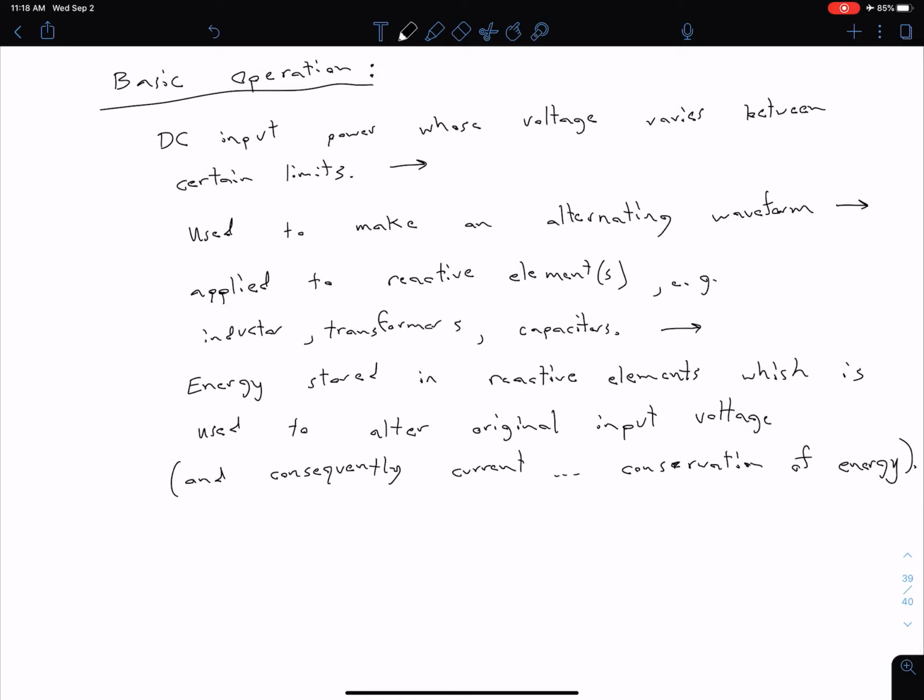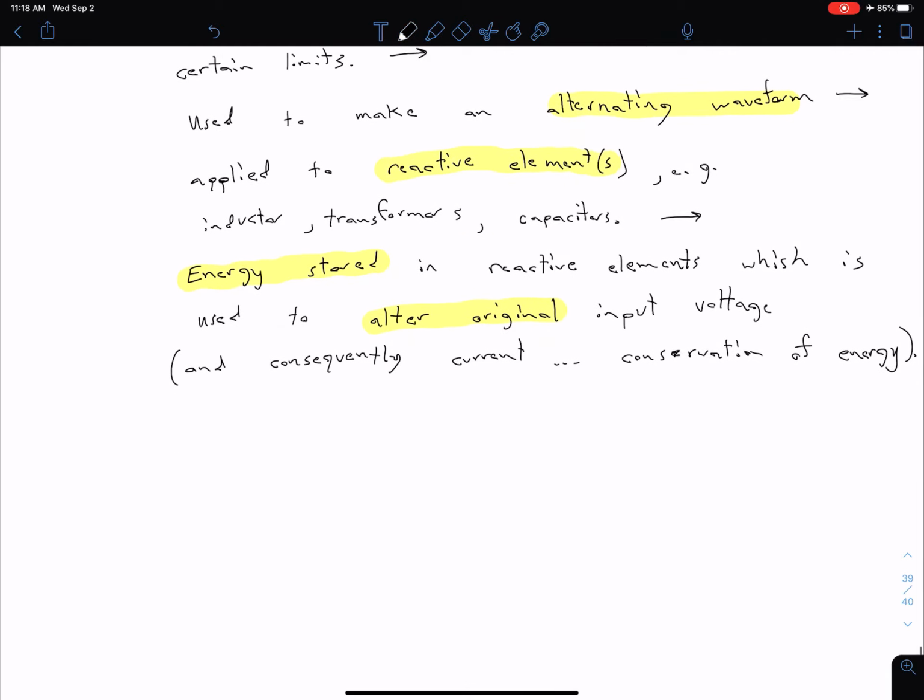So to highlight our key parts here, we're talking about DC input power that's varying between some limits. We're using various devices to make an alternating waveform, and we're then applying that alternating waveform to reactive elements such as inductors or transformers, and in some cases capacitors. Those elements are storing the energy and then using that energy to alter our original input voltage. So that's the steps that we're going to be seeing in these different configurations.